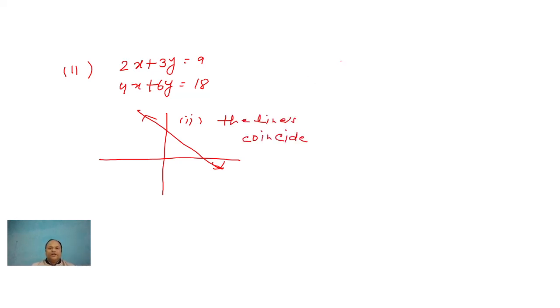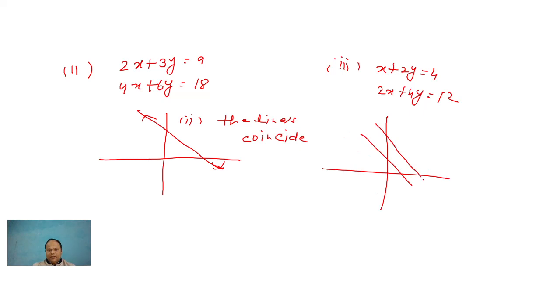If I take a third example, x + 2y = 4 and 2x + 4y = 12, and in the same way draw the graph and find the nature of the graph, then I will find there is no intersecting and no coinciding. Then what will be the possible representation of this graph? The lines are parallel. So these three conditions are found by drawing the graphs on a plane.